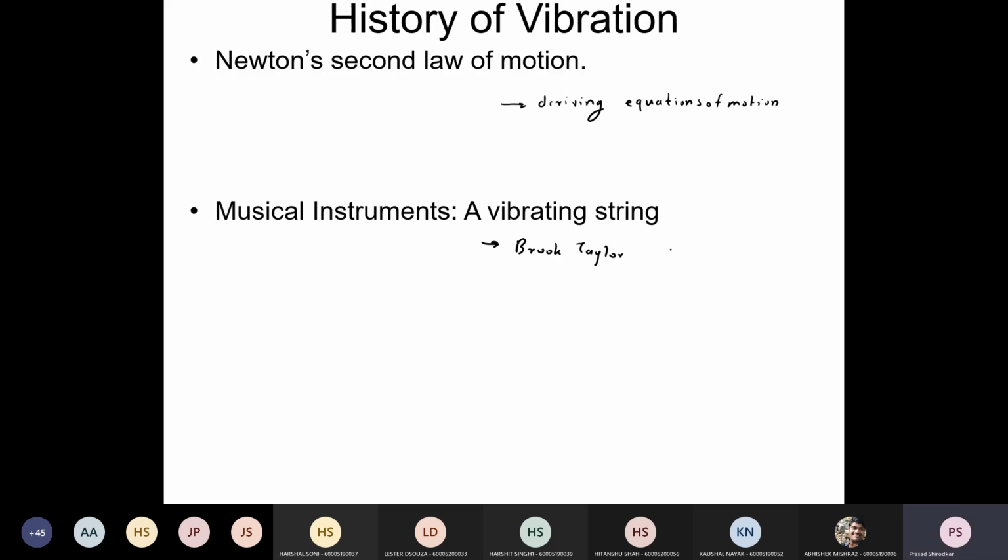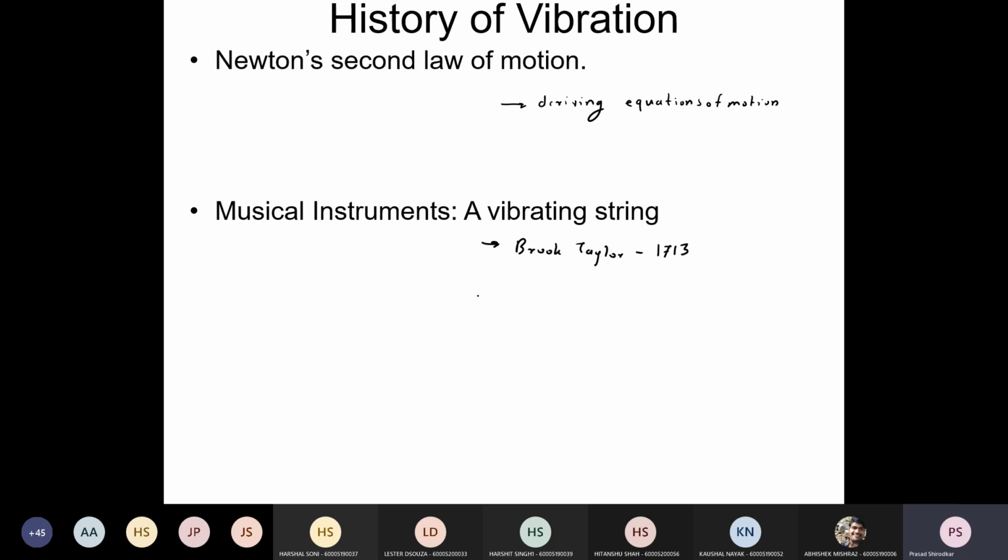He was an English mathematician. He created this equation using differential calculus in 1713 on the motion of a vibrating string. When you study advanced vibration, where you have infinite degrees of freedom, that course includes the derivation of the natural frequency of this vibrating system.